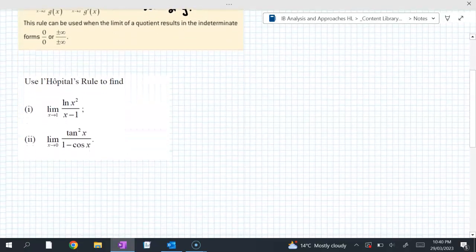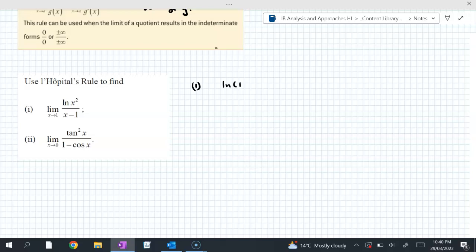So we're asked to use L'Hopital's rule to find these two given here. If I first of all just substitute 1 in, well, ln of 1 squared on 1 take 1 gives me 0 on 0. So this is suitable to use for L'Hopital's rule.